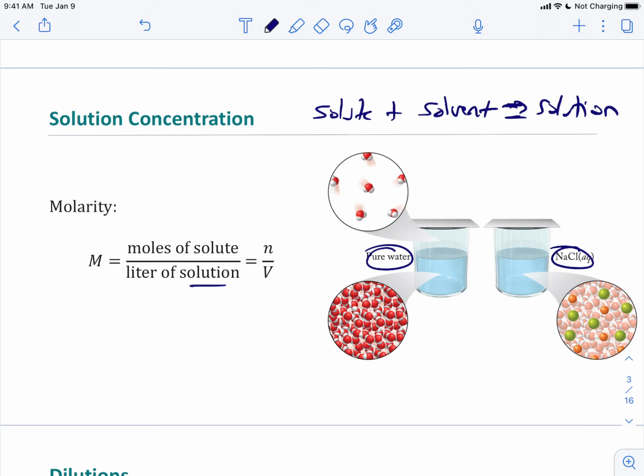We'll do some example calculations in class. You'll be expected to calculate the molarity, but you'll also be expected to back calculate if you're given the molarity. Hey, how many moles are in this given volume, or how much volume is there with this many moles? So that's also fair game.